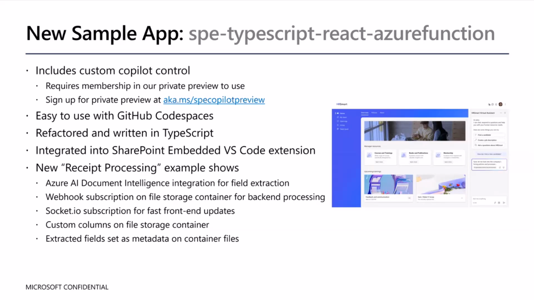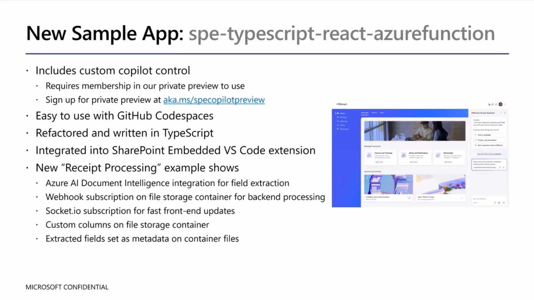It's integrated into the SharePoint Embedded Visual Studio Code extension. I'm not going to show that aspect today, but I will touch on how you can use that. And then it adds a new capability. So we've got a use case in the app called receipt processing, and I'll show that today. It does a whole bunch of things that you can do with SharePoint Embedded that I want to show off. It integrates with Azure AI Document Intelligence to extract fields from receipts.